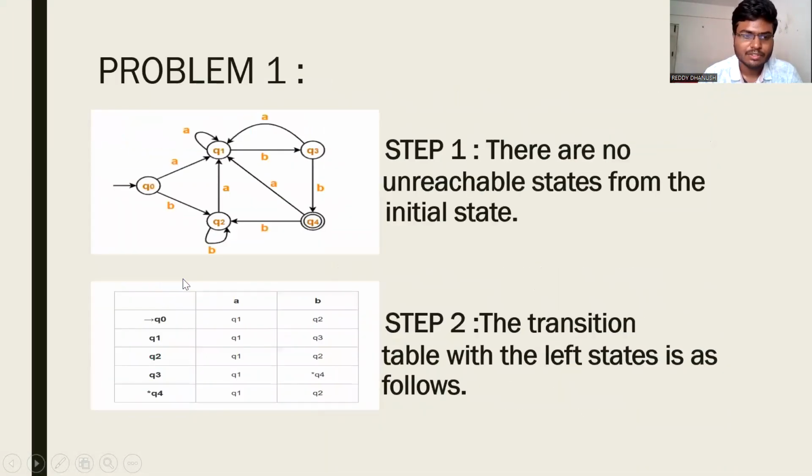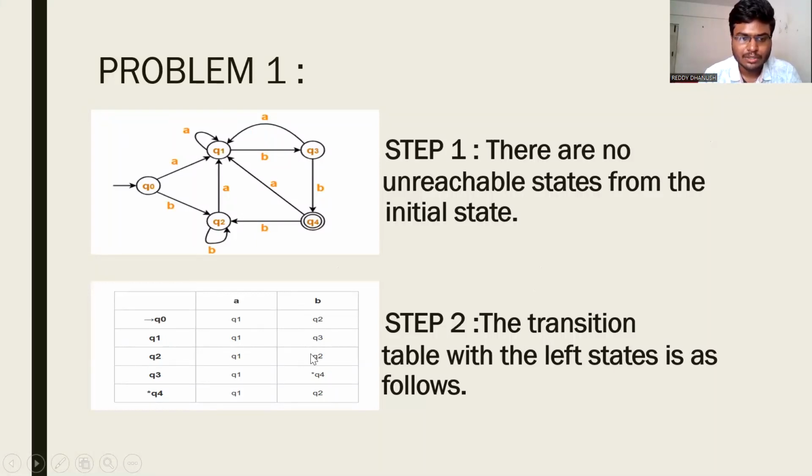Now we will check for Q1 and Q2. Now we can see here Q1 and Q2 on getting input A go to the state Q1, and Q1 and Q2 on getting input B go to the states Q3 and Q2.